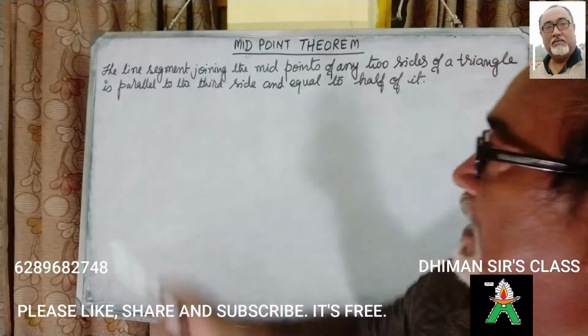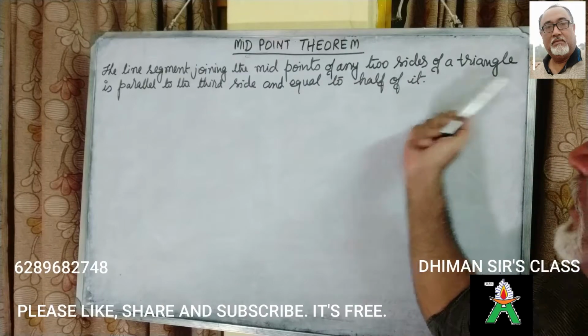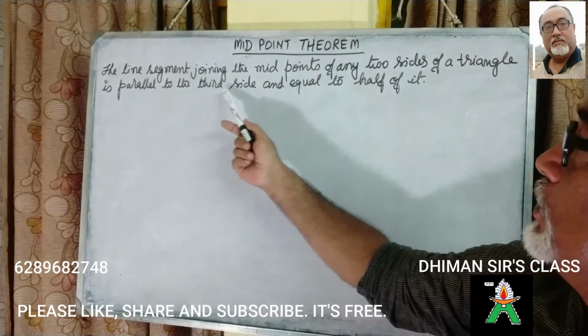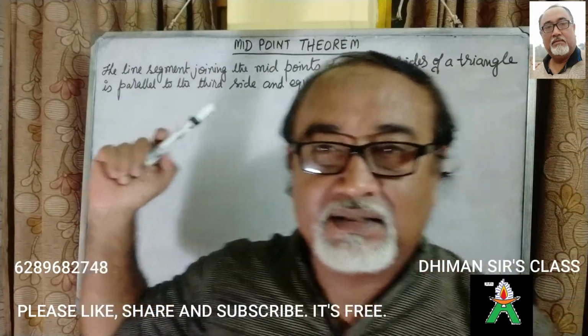Midpoint theorem. See, the line segment joining the midpoints of any two sides of a triangle is parallel to the third side and equal to half of it. This is the midpoint theorem.